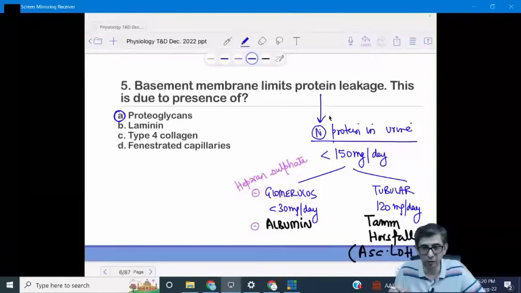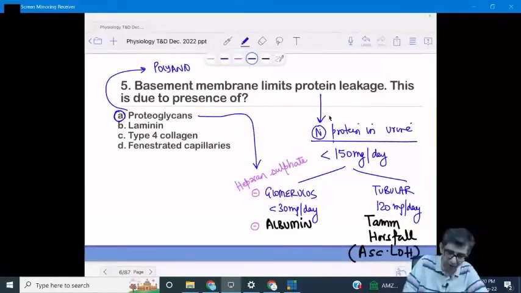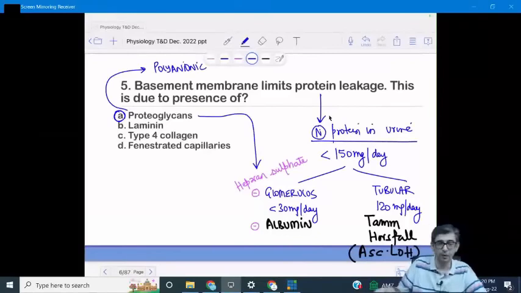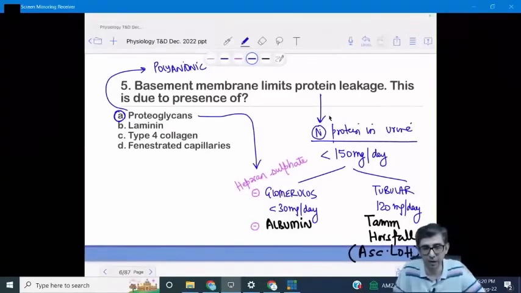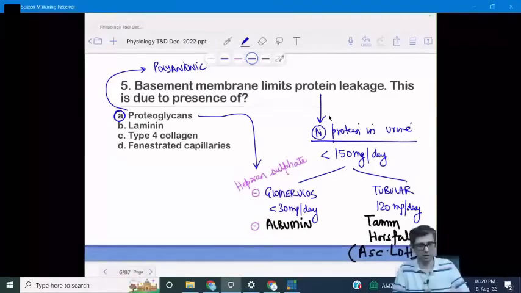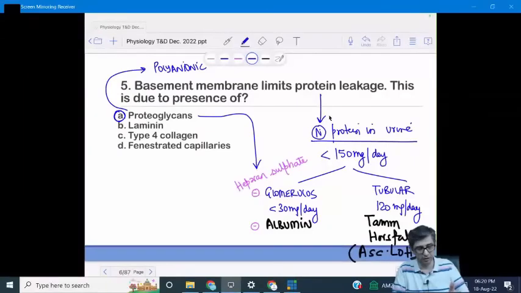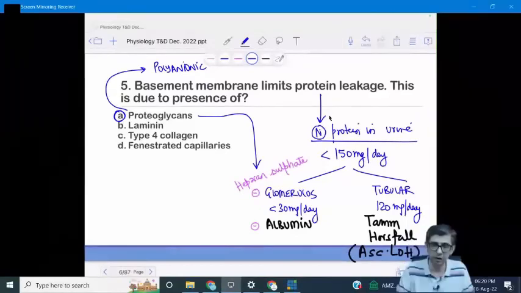I'll write it in fact. The textbook, or the MCQ book, will say polyanionic proteoglycans, which means there would be heparan sulfate present, and this heparan sulfate will be inhibiting the release of albumin from the glomerulus. The total amount is only 30, but if there is damage to the basement membrane, then the amount can increase.